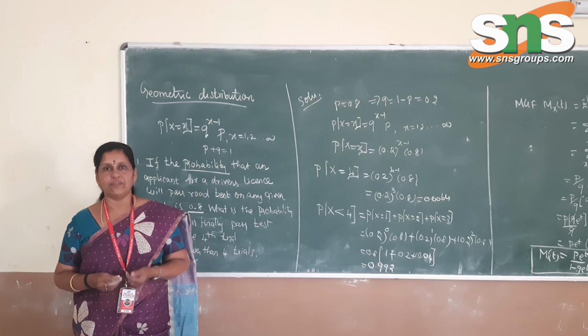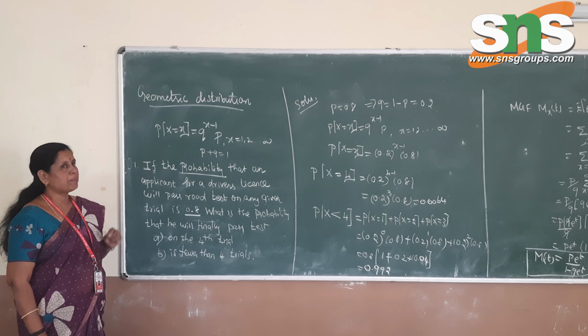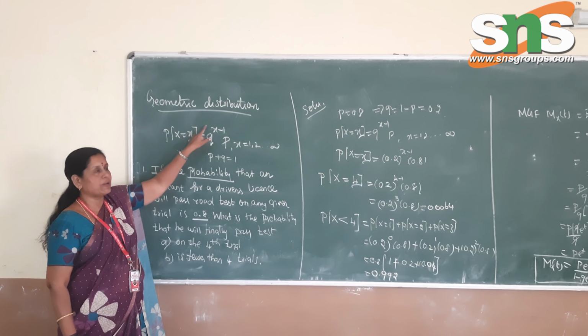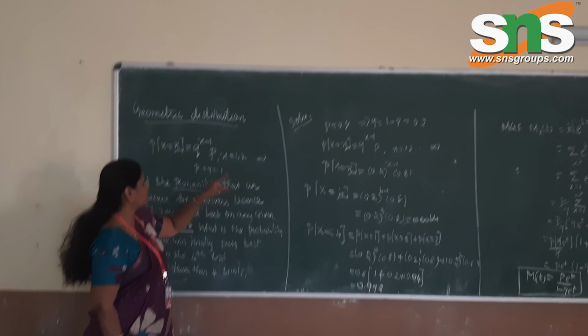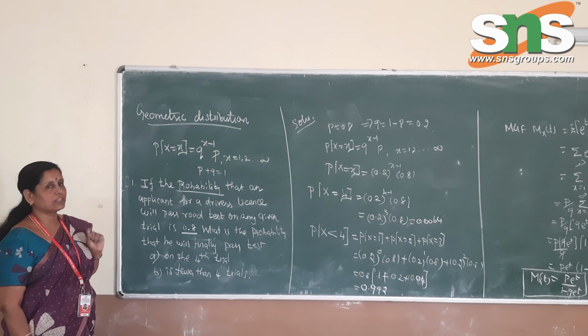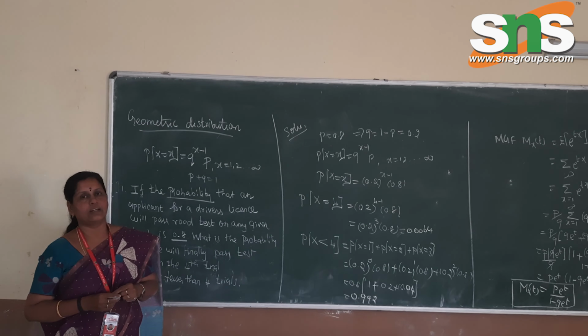In this session, we are going to discuss geometric distribution. Here, the probability mass function of geometric distribution is q to the power of x minus 1 into p. Here, x value starts from 1 to infinity. Here, p plus q is equal to 1. p is nothing but probability of success and q is nothing but probability of failure.